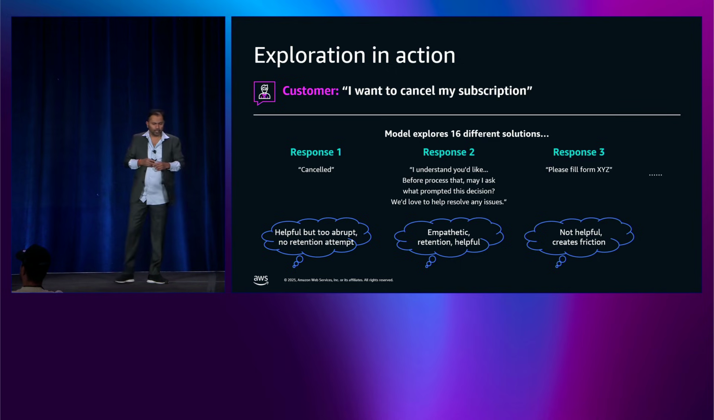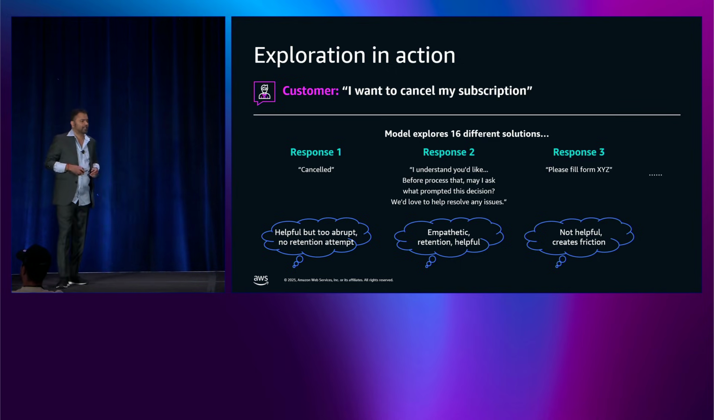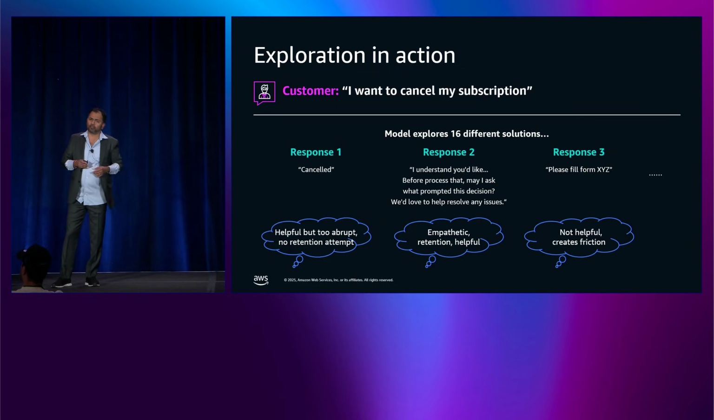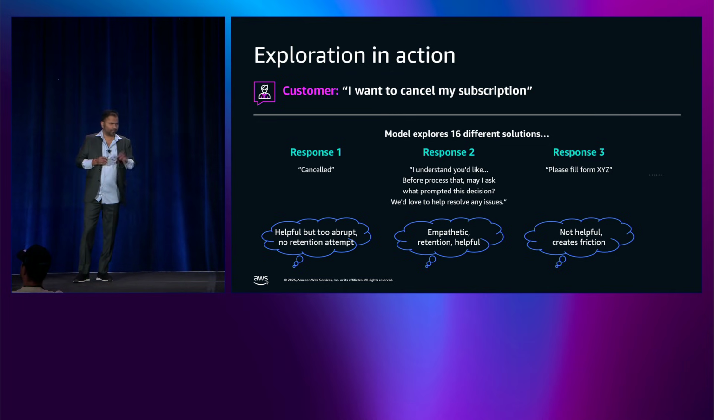In this customer query, a customer service agent is interacting, and the customer said, I want to cancel my subscription. And the model here explores multiple solution responses. Response 1 says, cancel. It's helpful, but it's abrupt. I wouldn't like that response from a customer service agent, whether it's an automated agent or a human agent.